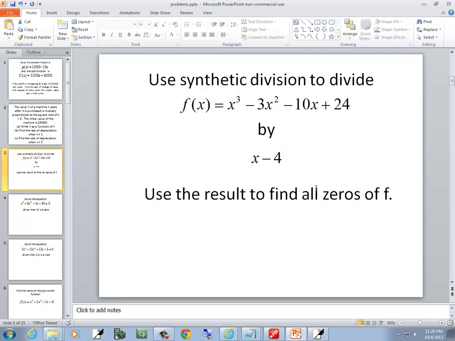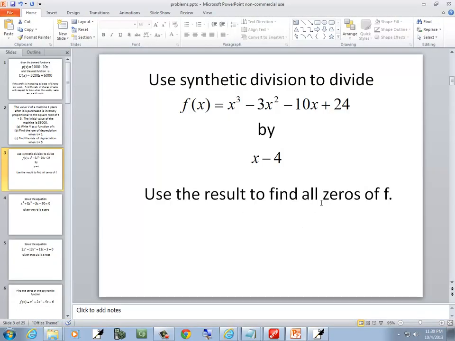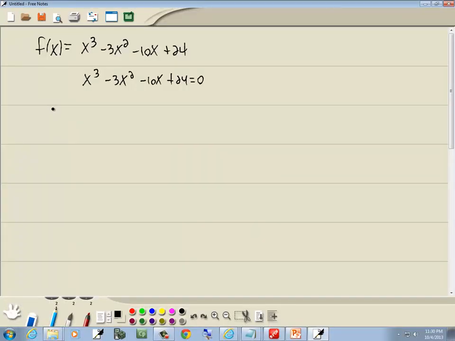And it says use the result to find all the zeros. We want to find the zeros. Well, whenever you're finding zeros, you set it equal to 0 and solve it. So we've got x to the third minus 3x squared minus 10x plus 24 equal to 0. And they give us a hint on this. They say divide this by x minus 4. They don't really tell you why, but let's go ahead and do that.